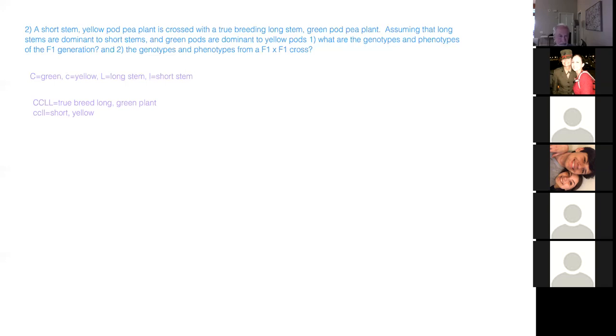So we want to cross the true breeding long green with the short yellow. And so we would lay out a Punnett square. What is the name for the offspring? What generation name do they get? F1 generation. So that'd be the F1, correct. So we'll just lay this out.